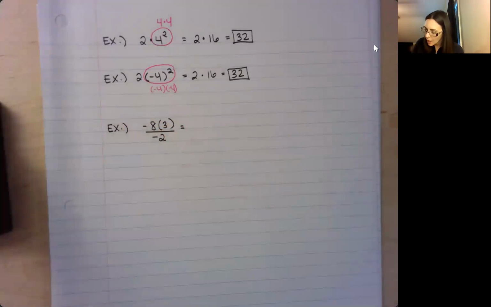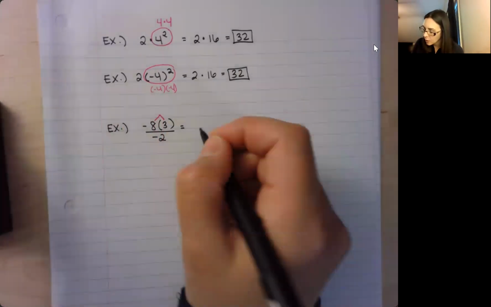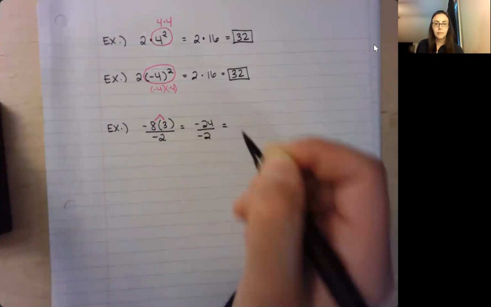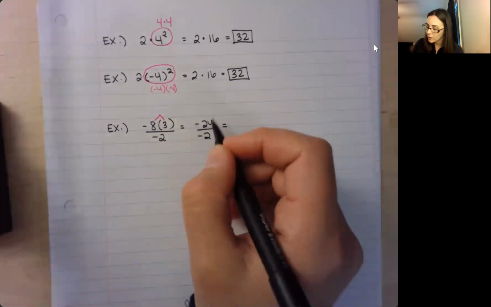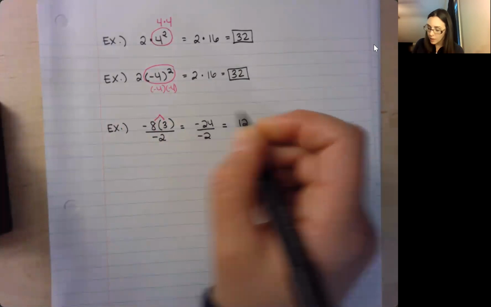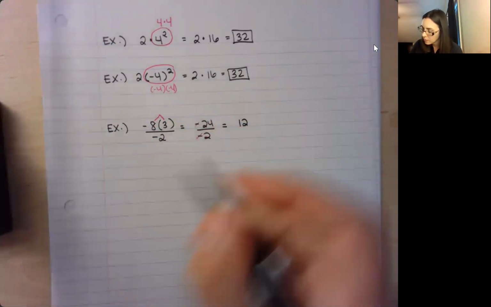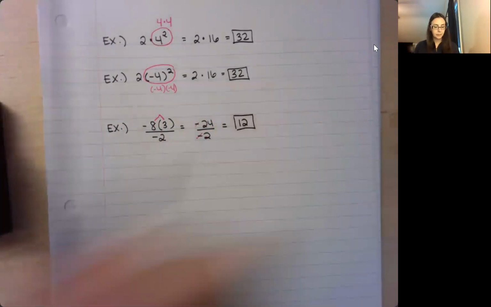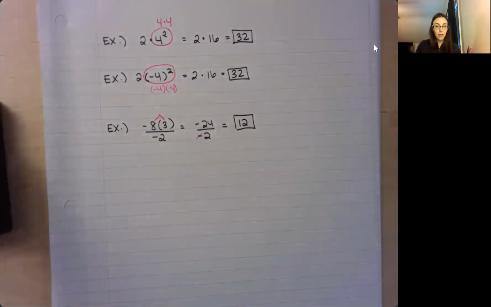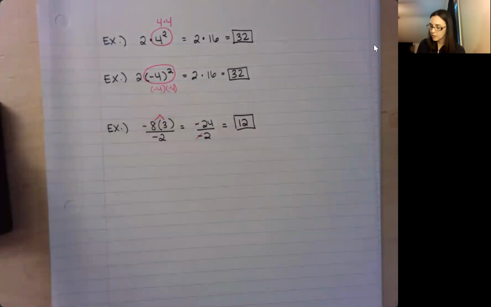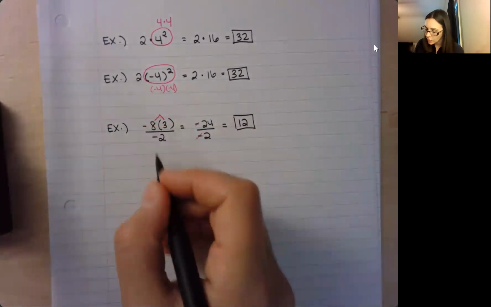So up top, I'm just going to do 8 times negative 3, which is negative 24. And then I just have a negative 2 on the bottom. Now I'm going to go ahead and divide. 24 divided by 2 is 12. And my two negatives here do cancel out. Negative divided by a negative becomes a positive. So now you can see that knowing those rules is important, right? Because I'm not spending so much time thinking about my sign rules. I'm trying to process through the order of operations here. So you really do want to know those sign rules.